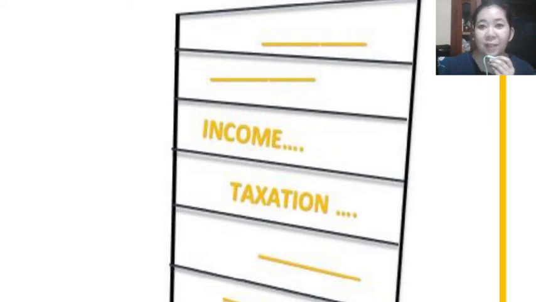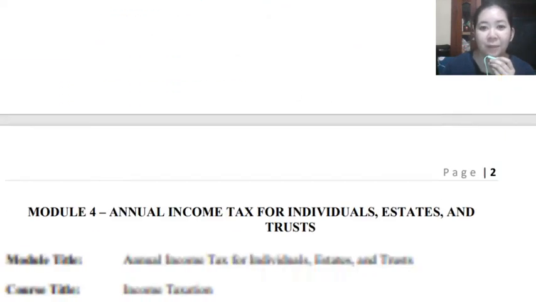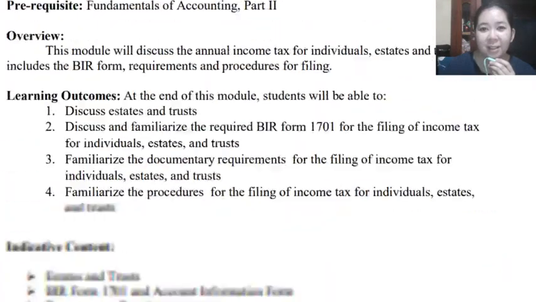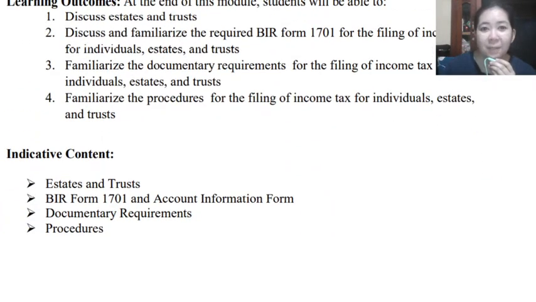Okay, so this next video lecture is for our module number 5. This is entitled Annual Income Tax for the Individuals, Estates, and Trusts. For the content, we will be discussing the estates and trusts. We will define these two terms, BIR Form 1701 and the Account Information Form, the documentary requirements for individuals, estates, and trusts, as well as how to file the ITR for these types of taxpayers.